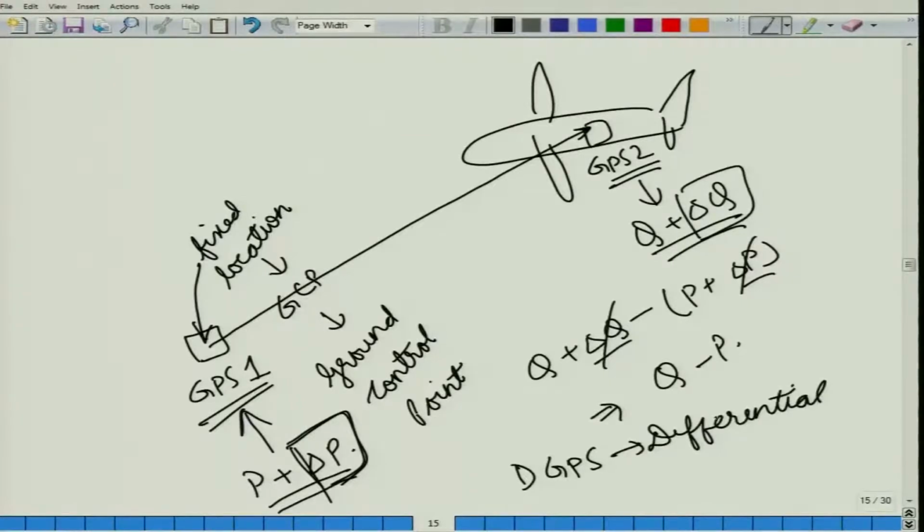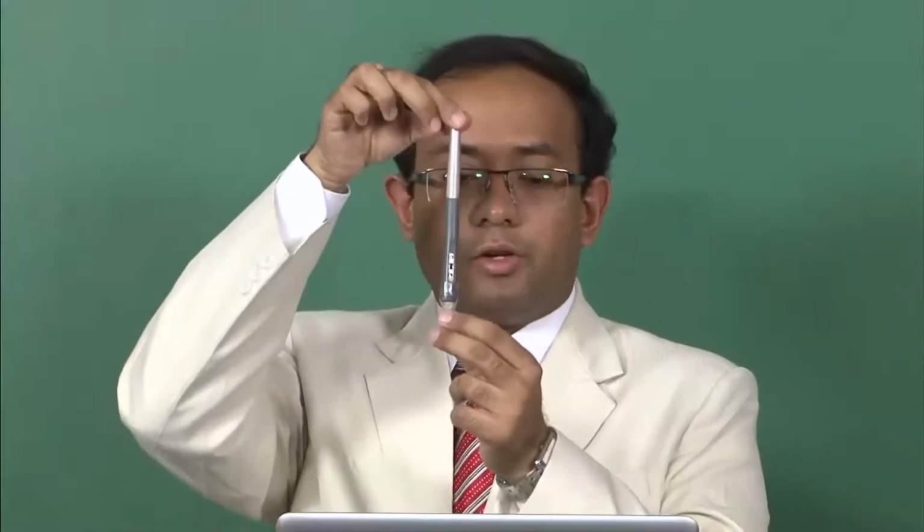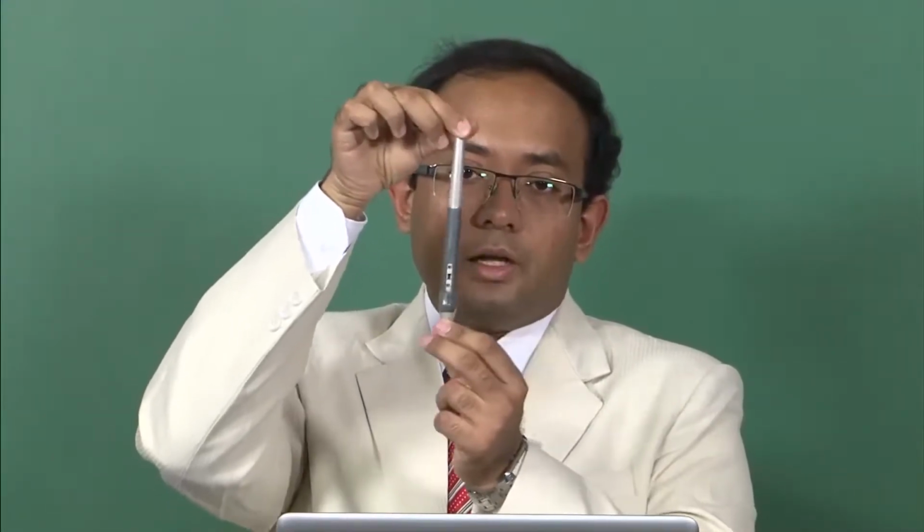differential GPS. Now, coming back to the slide, we need to know the position of the aircraft in very high precision. We can use a differential GPS. At the same time, we also use an inertial measurement unit. An inertial measurement unit can tell us any small deviations in its position. So, suppose we were using a laser beam, then if this aircraft tilted a bit, we would need that tilt as well. So, that is handled with the inertial measurement unit.